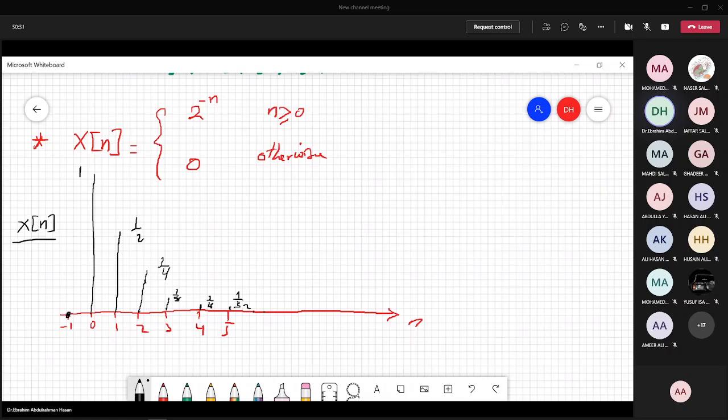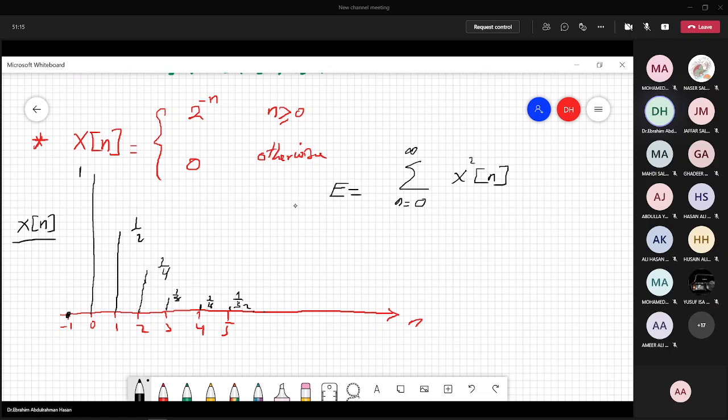Is it energy signal or power signal? Power signal. Energy. الانرجي. لاحظ الانرجي. Energy equal to summation of x square of n, n from -infinity to +infinity. This non-zero is equal to 0, so then it is from 0 to infinity. من الزيرو بادي إلى infinity.